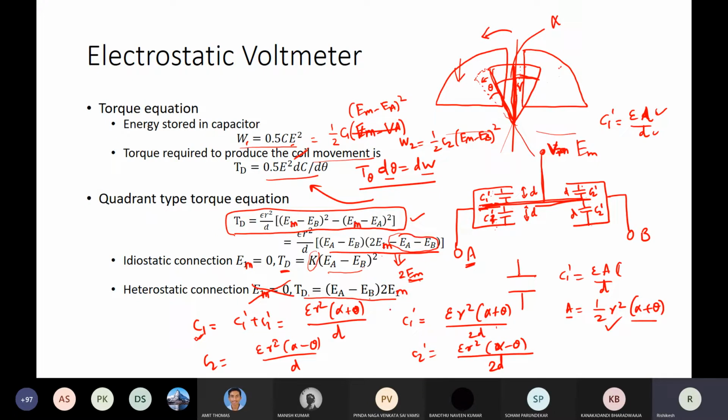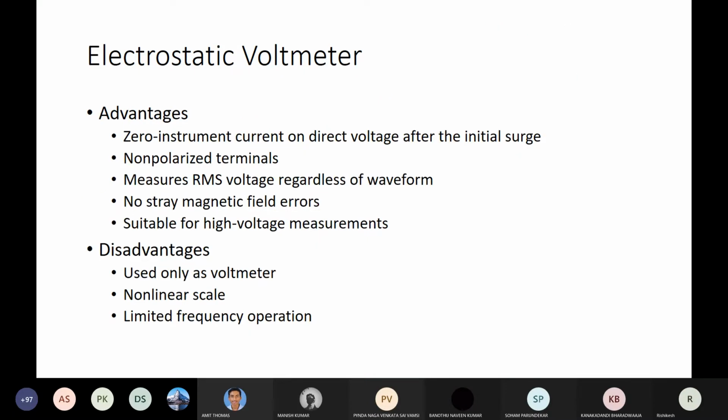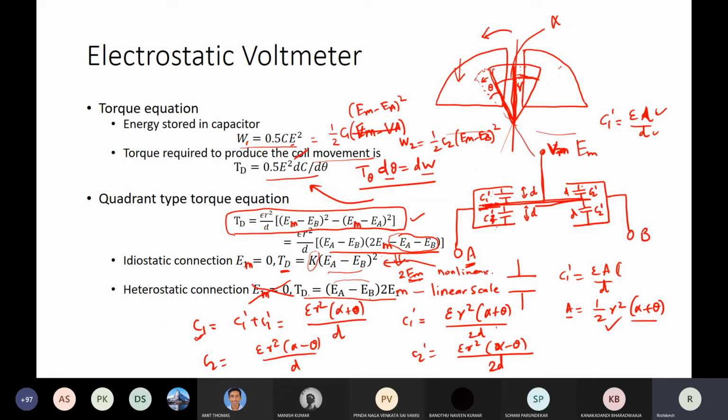What is the advantage with this? Since torque is directly proportional to voltage, my scale becomes linear. See, this is non-linear scale. So the limitation associated with heterostatic is that you need to use external power supply, but the advantage is you get linear scale.